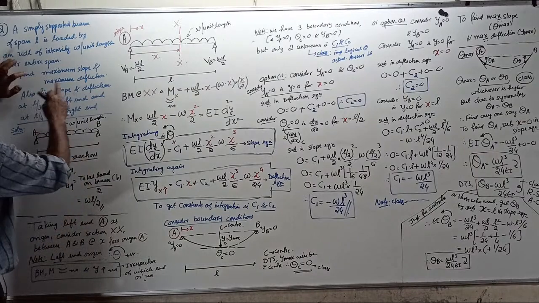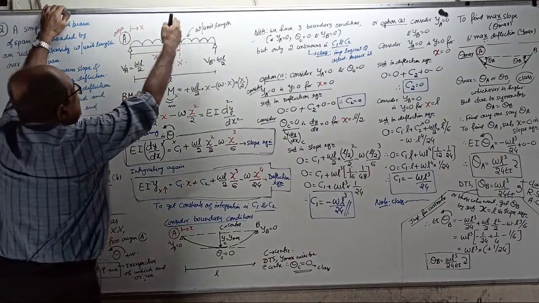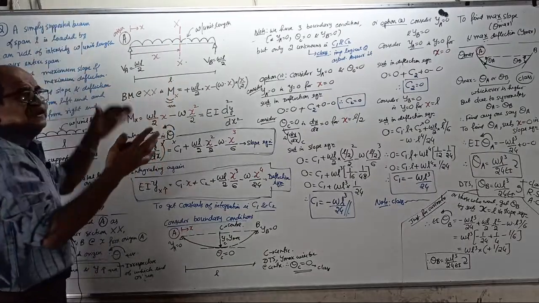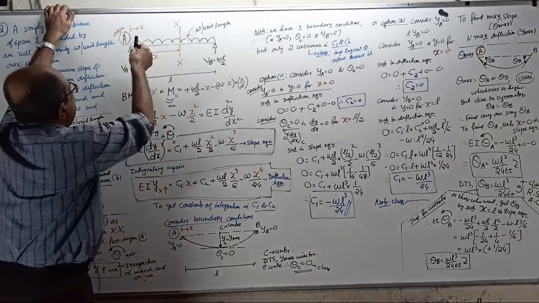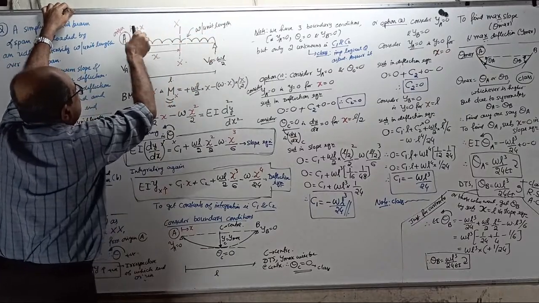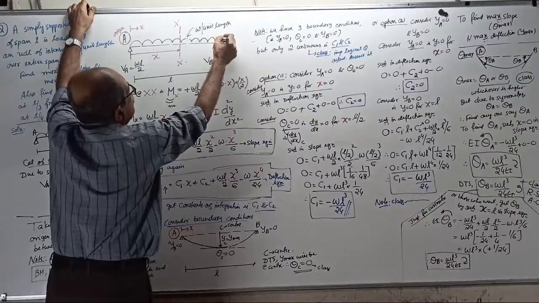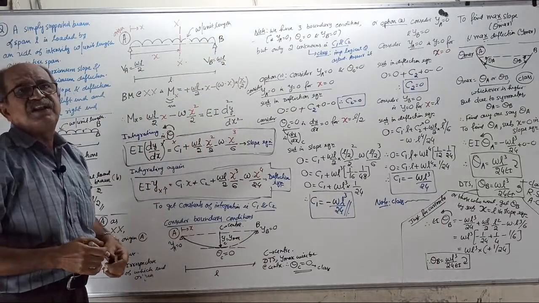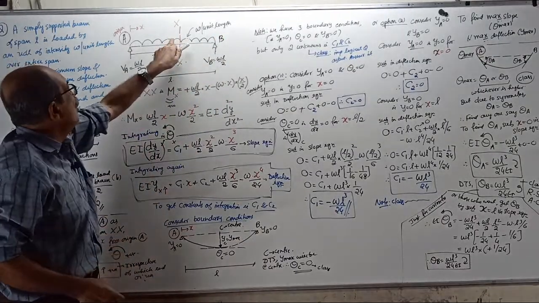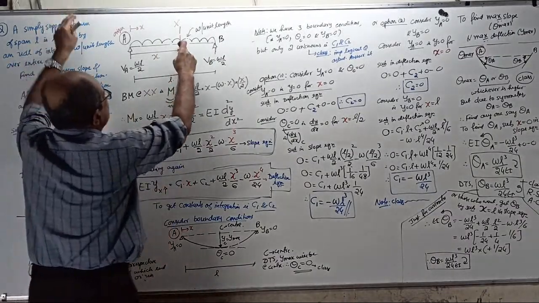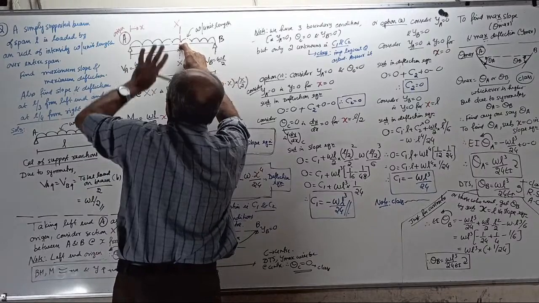Taking left hand A as origin, consider a section XX at X from A. Where means anywhere. It can be here, it can be here, it can be anywhere, because between A and B there is no change of BM equation. If a point load is there, it will come next. Okay, start. BM at XX, sagging positive.